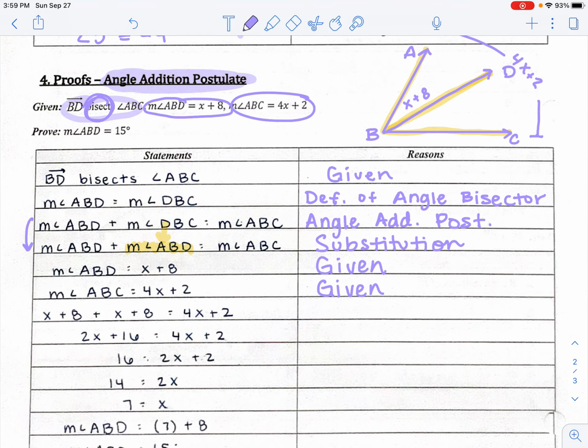And then it went and it made this equation. All right, x plus 8 plus x plus 8 equals 4x plus 2. So it took this equation right here, and it plugged in all of this information from the previous two steps. So that would be a substitution.